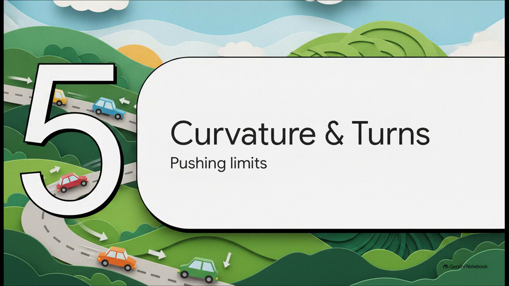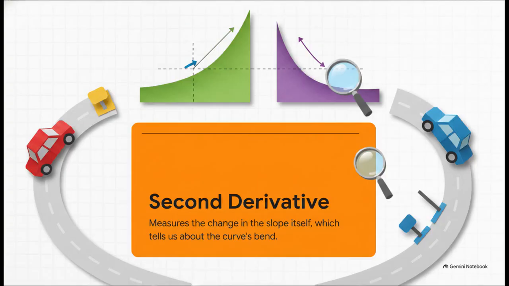All right, let's level up. It's time to talk about curvature and turning points. Now we're going to push our little toy car to the limits by asking a totally new question. We know our speed, but is the steepness itself increasing or decreasing? Like we said earlier, if the first derivative is your speed, the second derivative tells you if your foot is on the gas pedal or the brake. It tells us about the bend or the curvature of our graph.